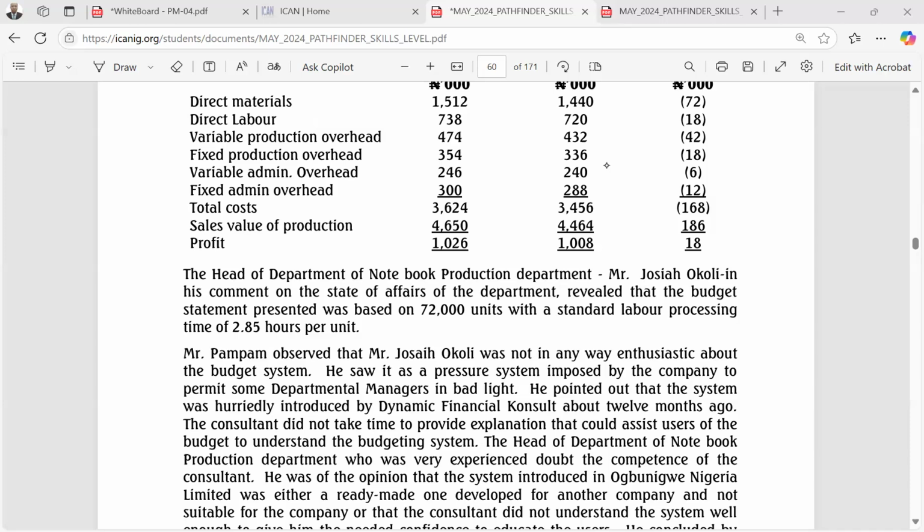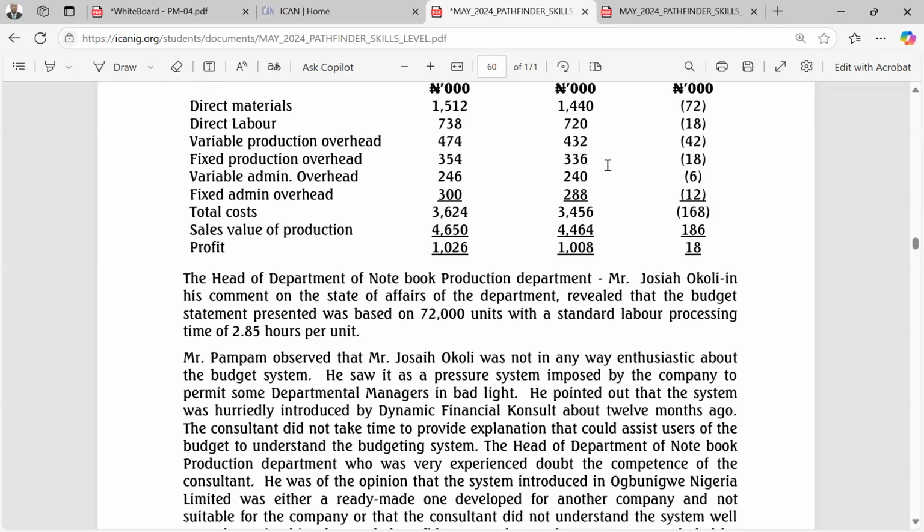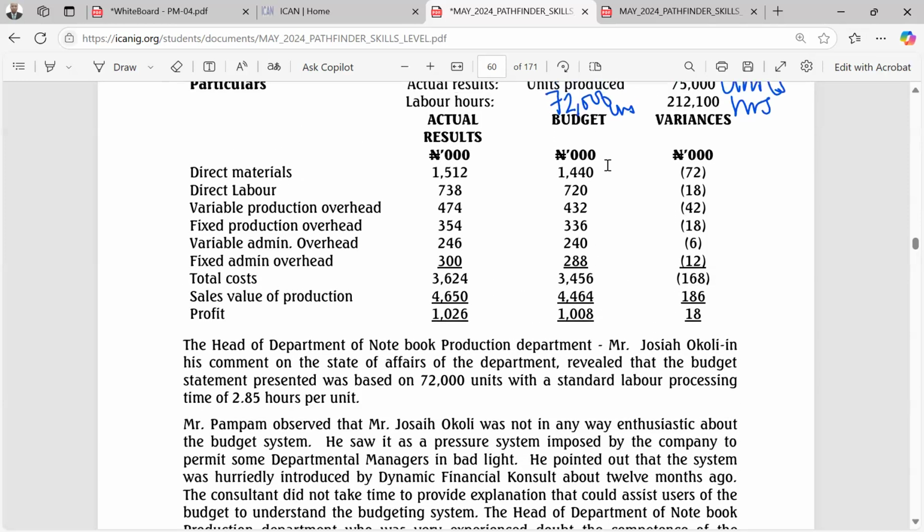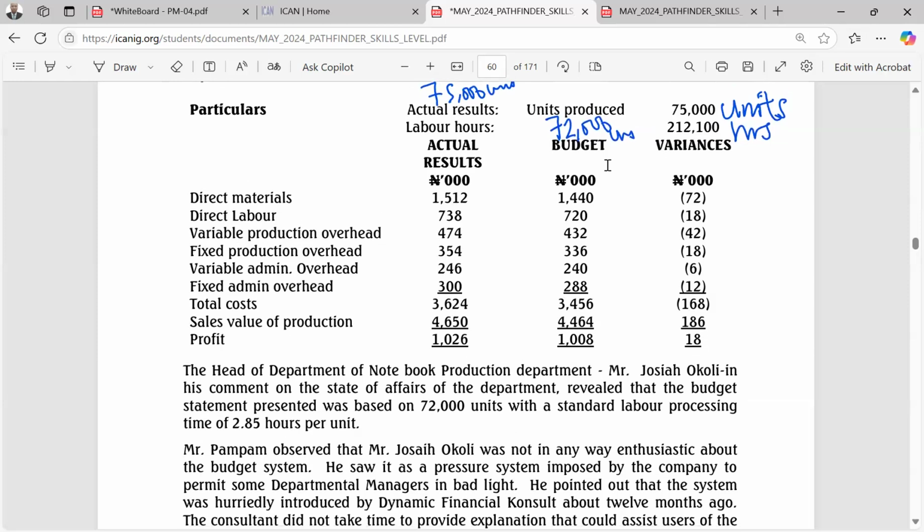All right, we are here. Mr. Josiah said that the budget was prepared with 72,000 units with a standard labor processing time of 2.85 hours per unit. So the standard time is 2.85 hours per unit. Okay, so there is a need for us to make our budgets and our actuals become the same unit for us to compare.